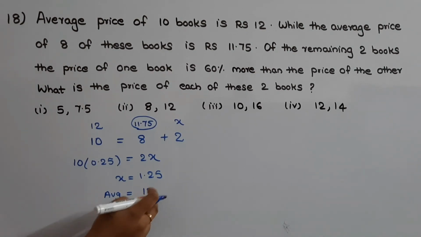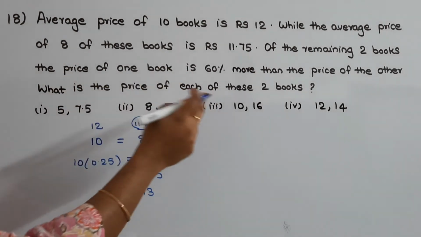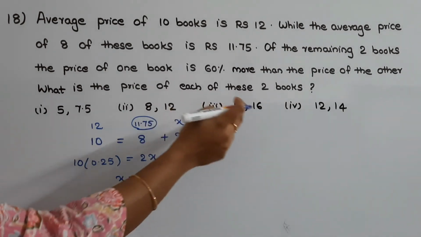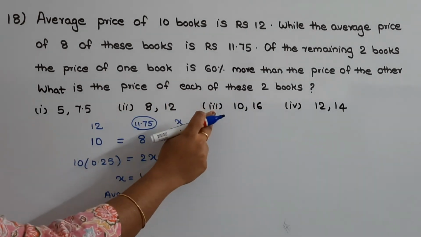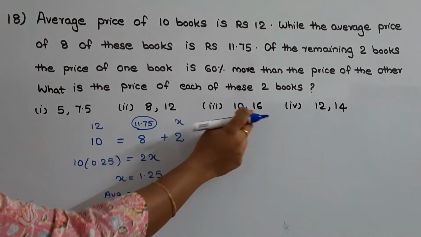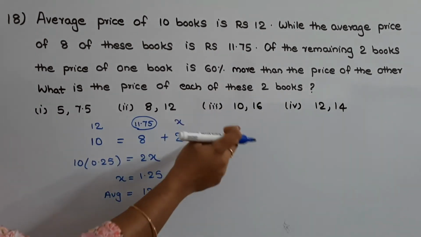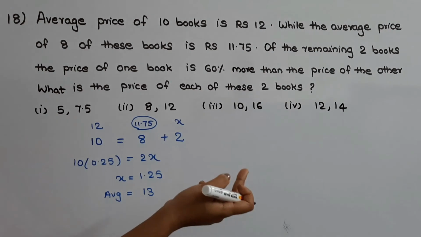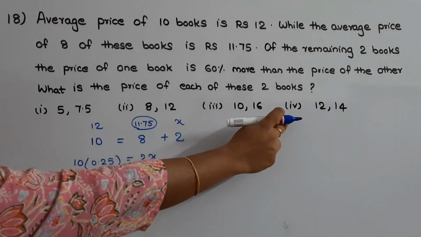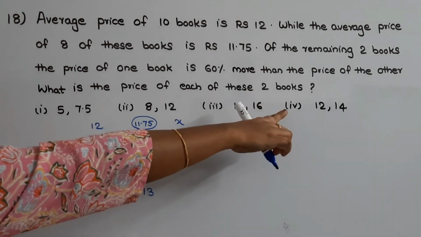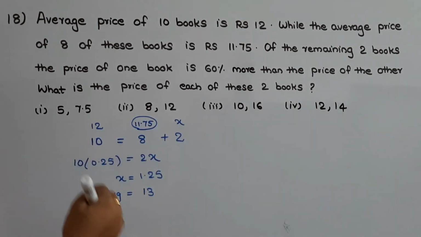Now in the options you can verify where the average of the price of the 2 books you are getting as 13. In option 3 the average of the price of these 2 books is 13. 10 plus 16 is 26, 26 by 2 is 13. And in option 4 also you will get the average of the price of these 2 books as 13 itself.